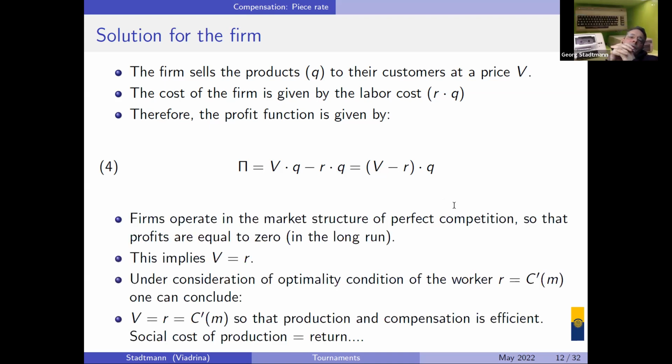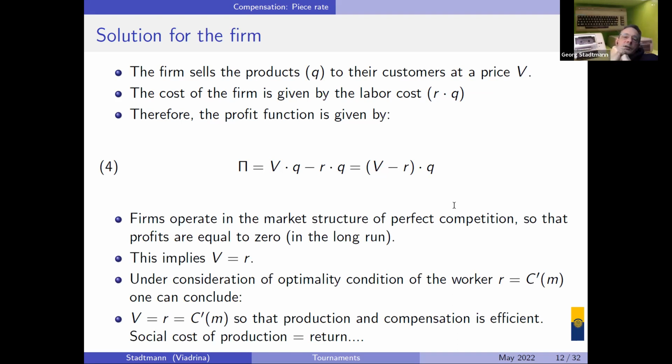We assume that the firm operates in the market structure of perfect competition, so that profits are equal to 0 in the long run. And this implies that the profit margin has to be equal to 0. V minus R can be interpreted as the profit margin. And when the profit margin is equal to 0, then V has to be equal to R.